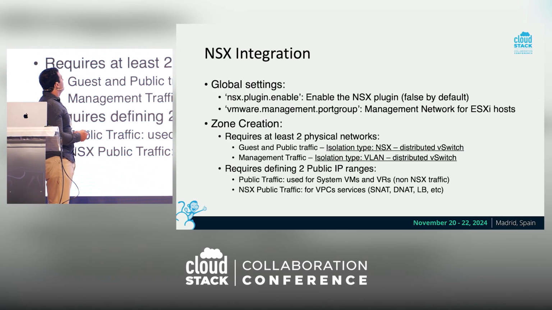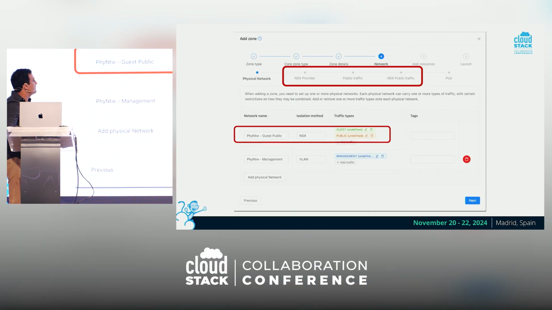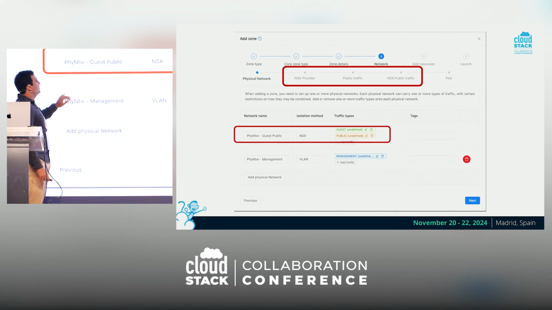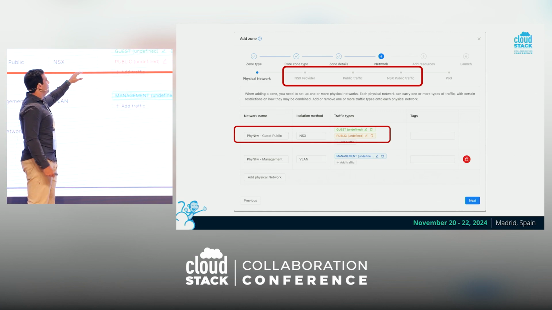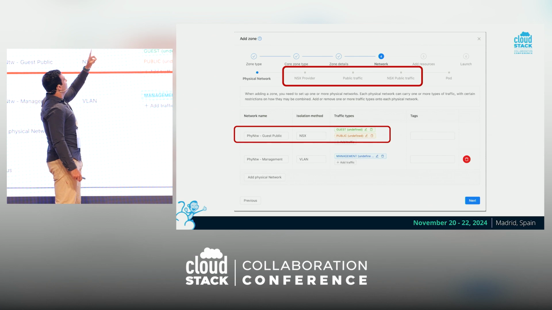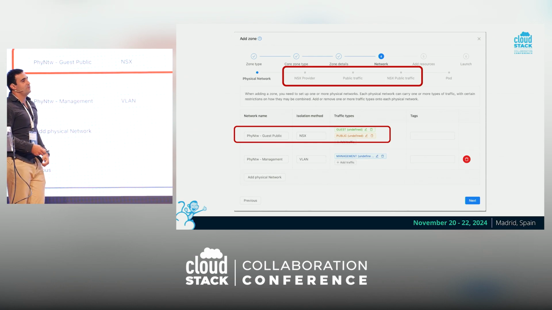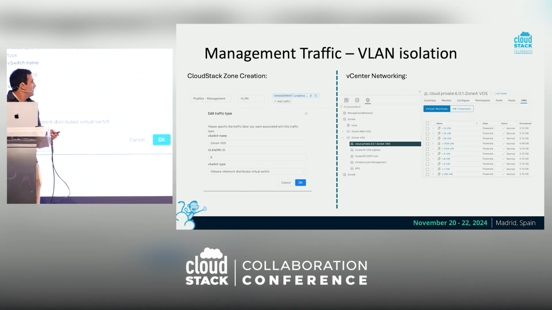So let's see how this looks in a zone creation. We have some differences from a typical CloudStack zone deployment. The first thing, as I mentioned, you need 2 physical networks, and the first one needs to be guest and public traffic. So once you have set this up, you will see there are new steps that you need to complete: NSX provider, public traffic, and NSX public traffic. Those are the 2 additional public traffics that you need. So let's see.